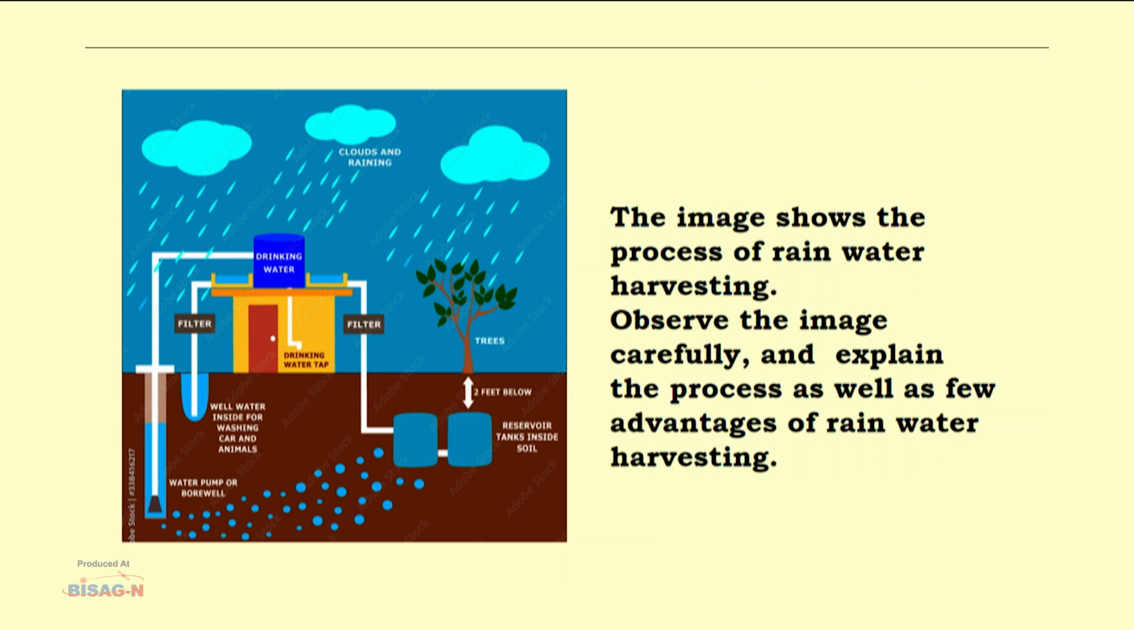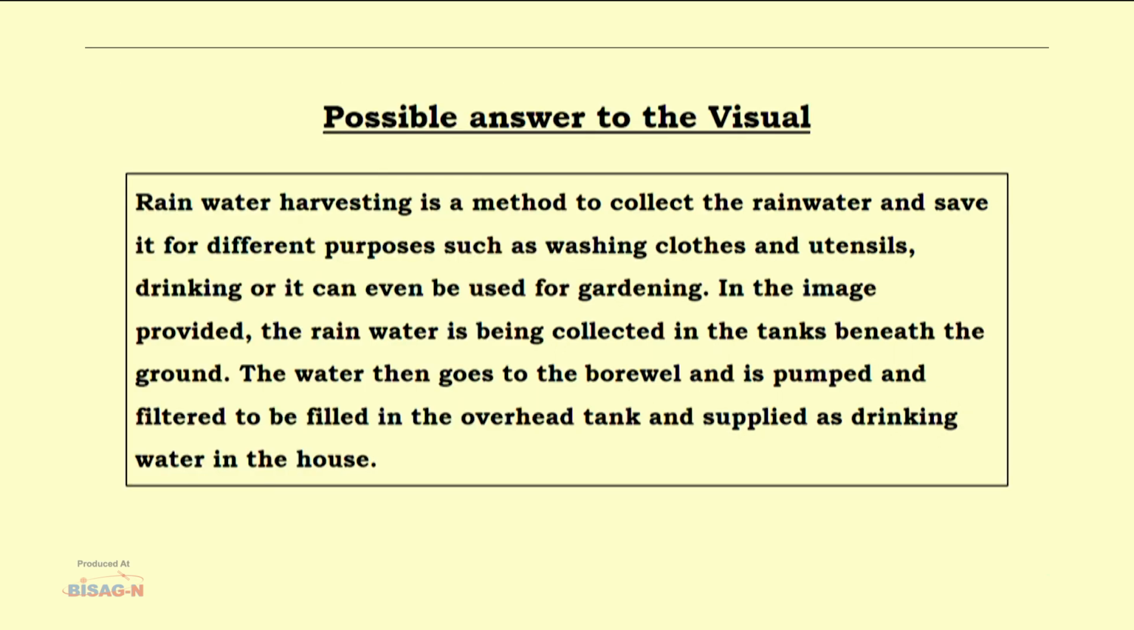Now here, if we look at the visual, we see that there is no pie chart, no graphic, no bar graph, nothing as such. It's a simple image of rainwater harvesting. Now, how do we go ahead and explain the rainwater harvesting? That is what we are going to look at, the possible answer to the visual. We will go back to the visual once we have completed the answer, so that you can relate the answer to the visual.